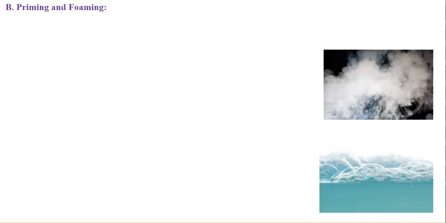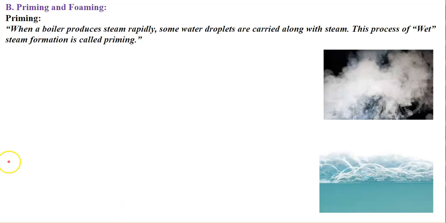So let's see what exactly is priming and what is foaming. Priming can be defined as: when a boiler produces steam rapidly, some water droplets are carried along with the steam. This process of formation of wet steam is called priming. So in a boiler, we are heating the water to get converted into steam. But sometimes, while steam is being generated, some water droplets can get carried along with it. So we call it wet steam, and this process is called priming. This is the steam you can see in the image, and it contains some water droplets, which is priming.